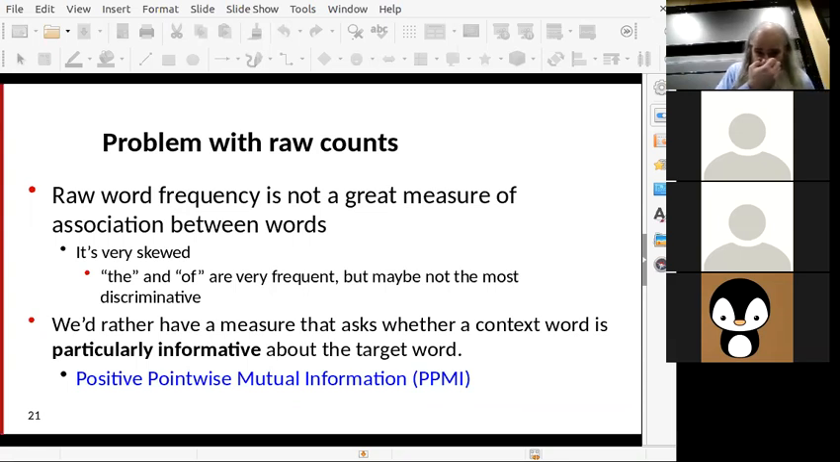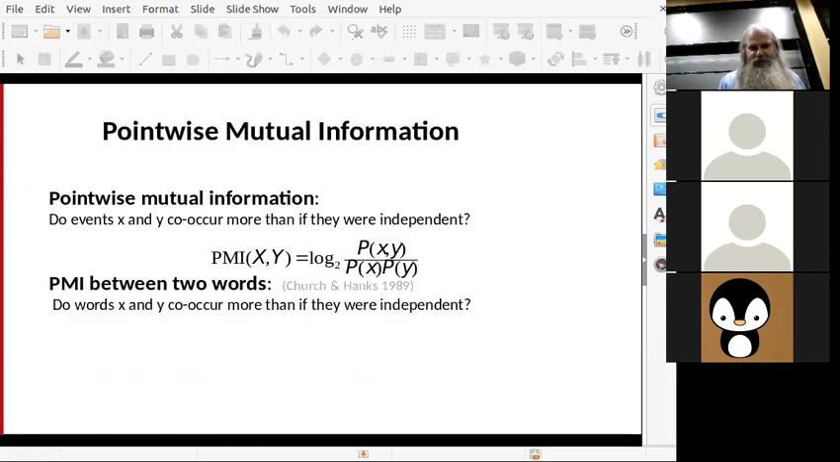Okay, and what we'd really like is a measure of information to actually tell us whether these words that appear in the context are particularly informative. So what do we mean? So we're going to actually define this positive point-wise mutual information as a thing that cares about how informative is this word given the context that it's actually in. It's quite simple when you actually think about it.